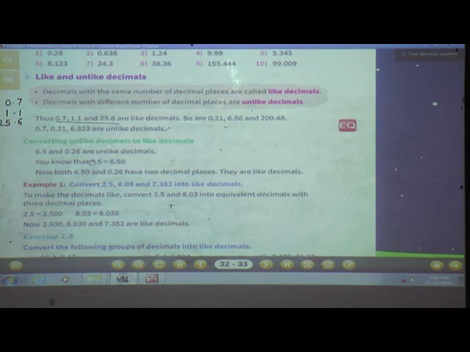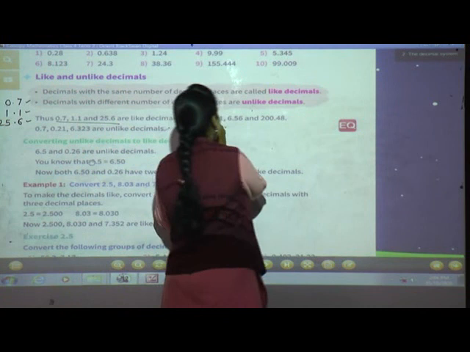Okay, now why are they like decimals? Because after the decimal point only one digit is there. That's why they are like decimals. So what about these three decimal numbers?